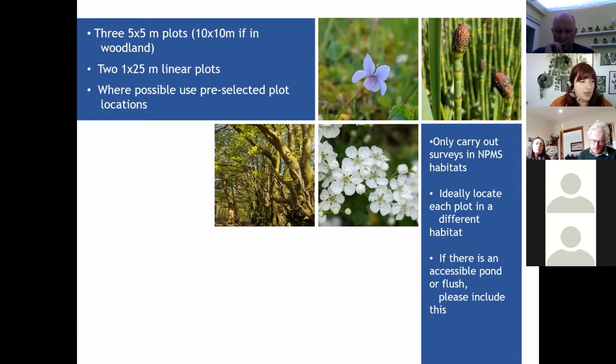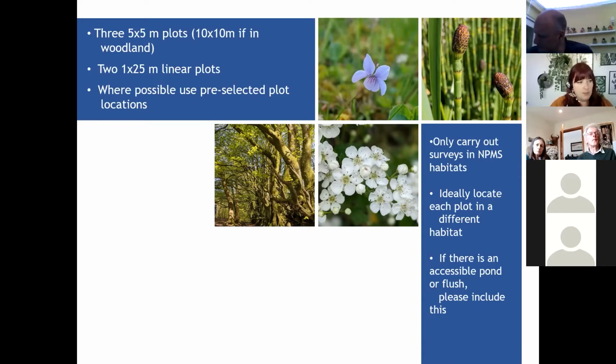But surveys should really only be carried out in NPMS habitats, and ideally each plot should be located in a different habitat. This is, however, difficult if A, your square has no apparent NPMS habitat on it, or B, the whole square is only one NPMS habitat type. In these cases, firstly, the mapping data that we've used to generate where NPMS habitat data is can be inaccurate and not give a true representation of what is on the ground. Therefore, don't assume that there isn't any. And this is why going for your square recce is useful, as well as looking on Google Maps.